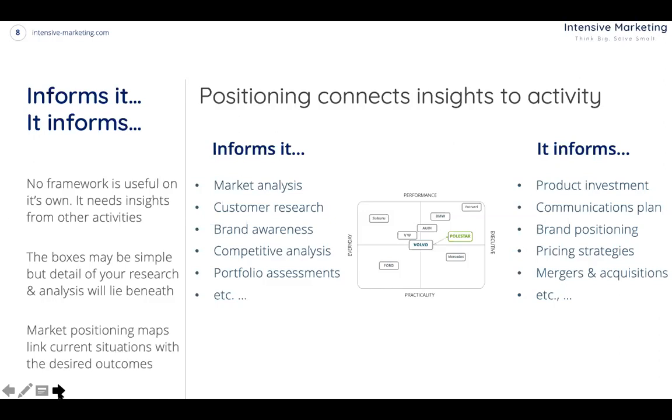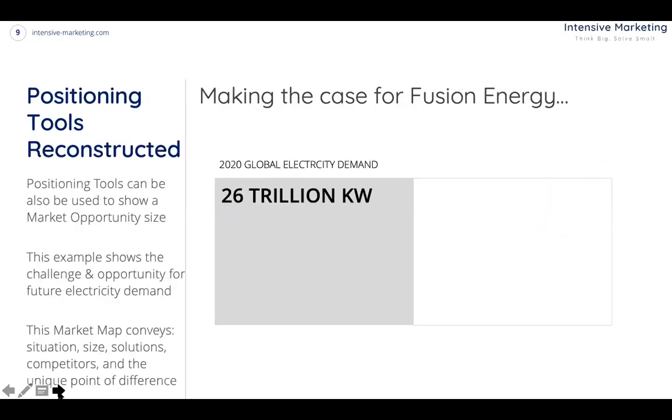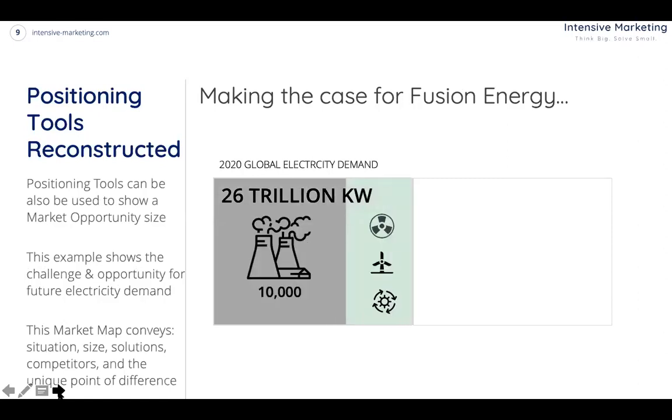Now, I'm going to see in the next few minutes whether I can tell the story of fusion energy. So I'm going to make the case for fusion energy. And I'm not using a positioning map. I'm using more of a market map just to show the variation of the theme. So today, our global electricity demand is 26 trillion kilowatts. Let me just put that into perspective for you. That is 10,000 coal-fired power stations across the world. And that's about 2/3 of the electricity generation today.